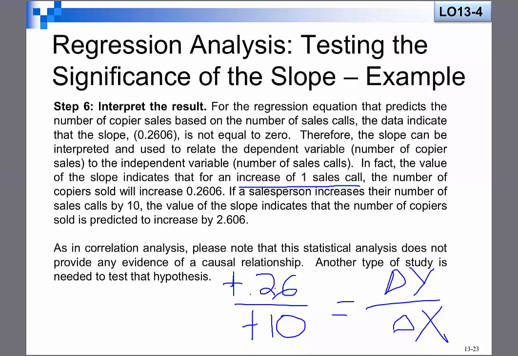Okay, so instead of 0.26, we're going to get 2.6, because we effectively multiplied both of our numbers, our numerator and denominator, by 10. If it were 5 calls, then we just multiplied both numbers by 5. That's the beauty of having a denominator of 1. The value of the slope indicates that the number of copiers sold is predicted to increase by 2.6.